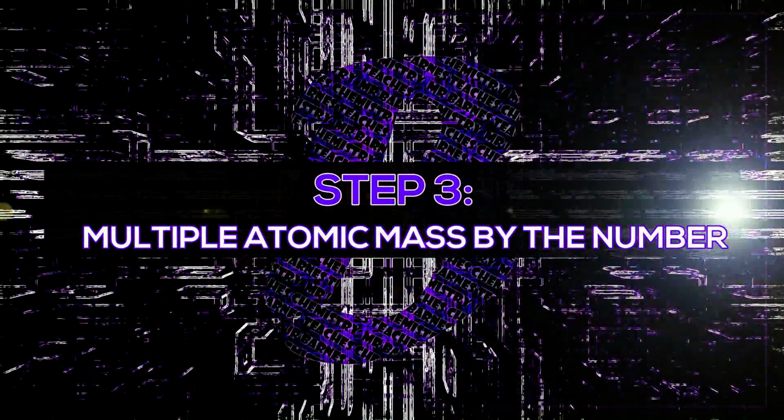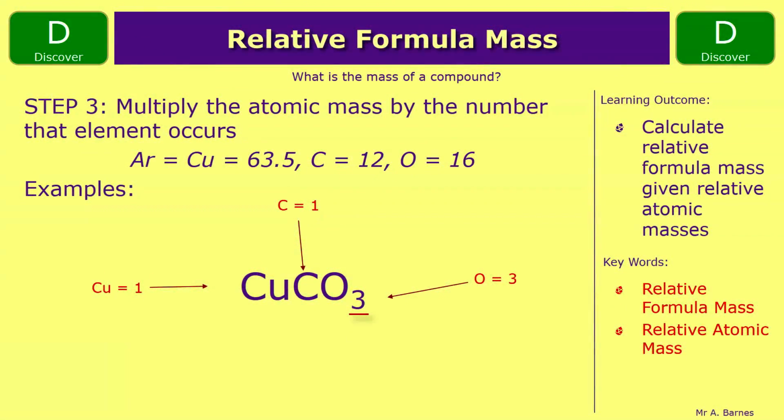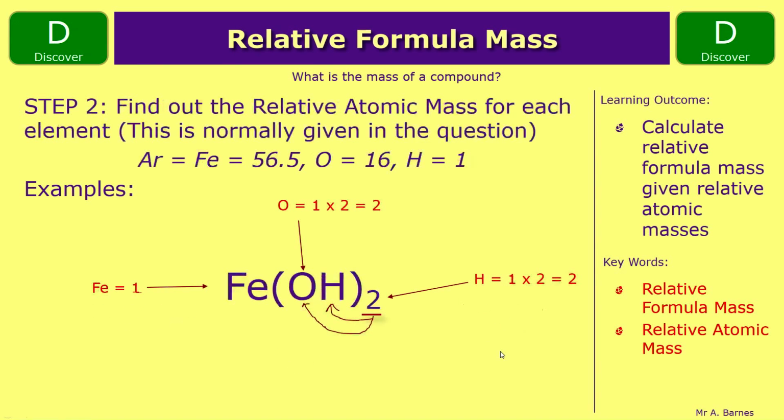For step 3 then, what you need to do is multiply the atomic mass by the number of element that occurs. So I know I've got a number of 1 for copper, and I've got a mass of 63.5. So what I need to do is multiply 1 by 63.5, which gives me that. I've got 1 times 12, which is 12, and then I've got 3 times 16, which gives me 48. I do the same with the other examples.